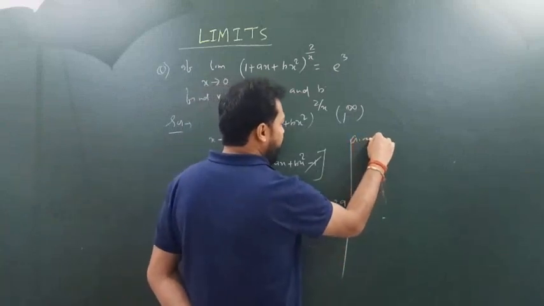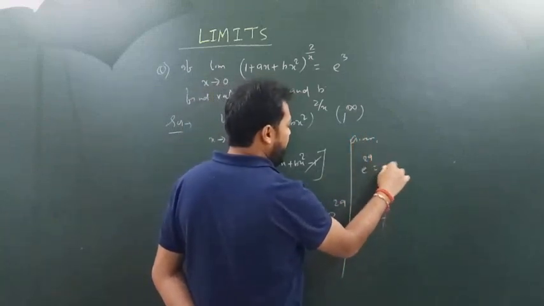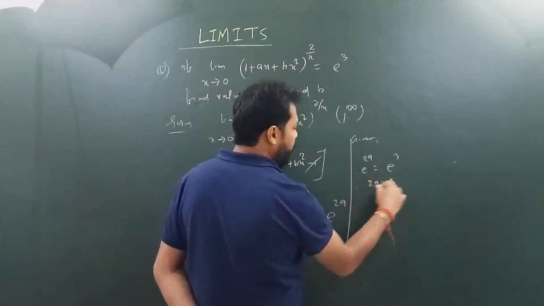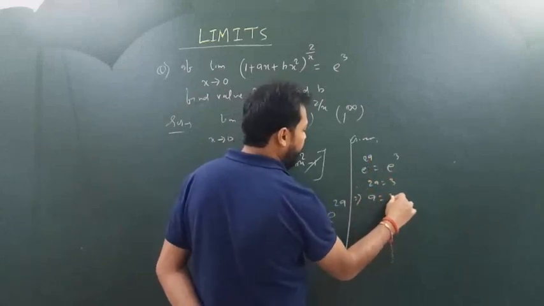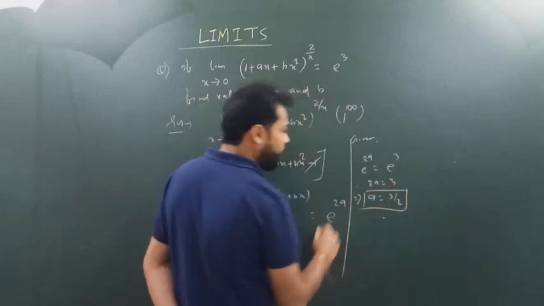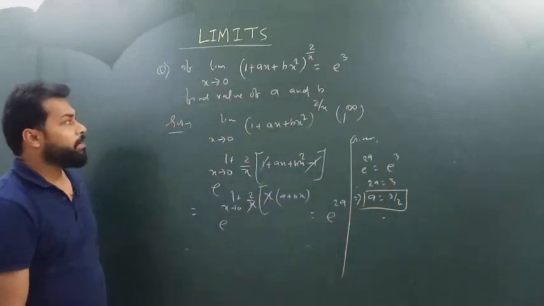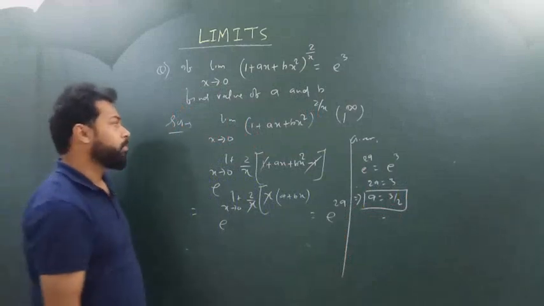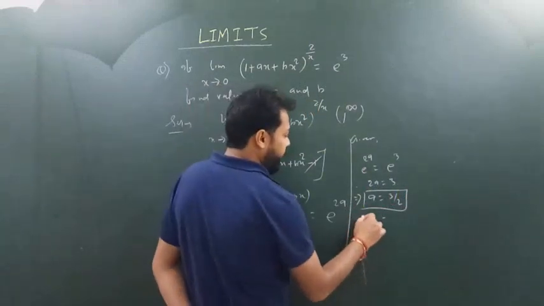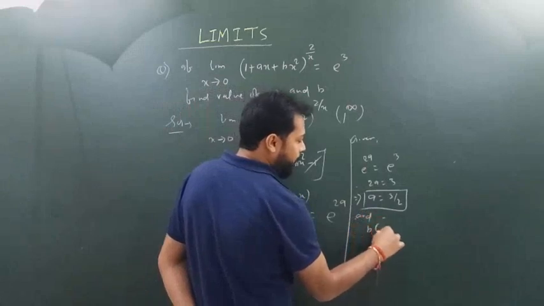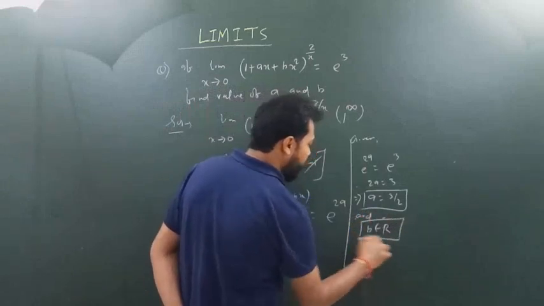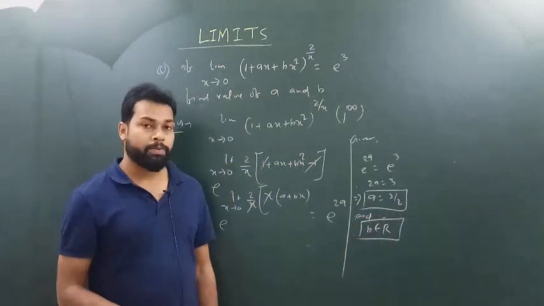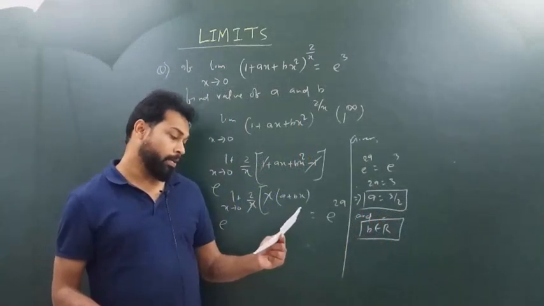And this value is given, e power 2a is equal to e power 3. So 2a is equal to 3, so a we are getting 3 by 2. Value of a is 3 by 2, and b we can take any value. Okay, b belongs to any real number. So the value of a is 3 by 2 here, and b belongs to any real number.